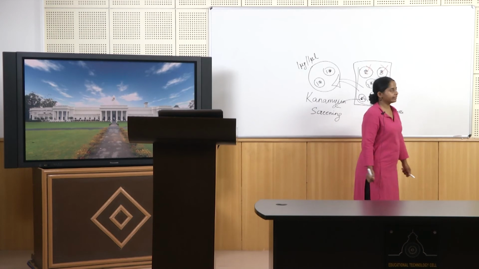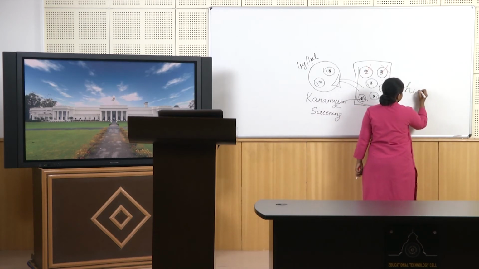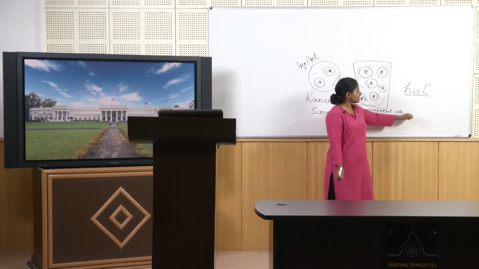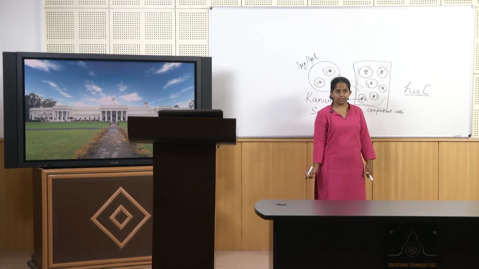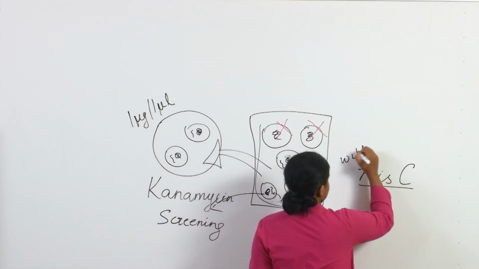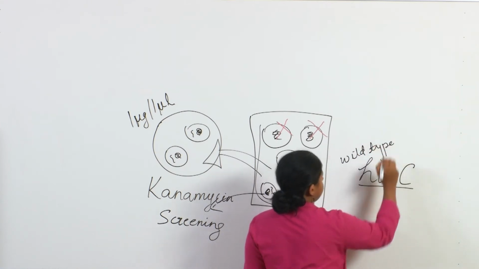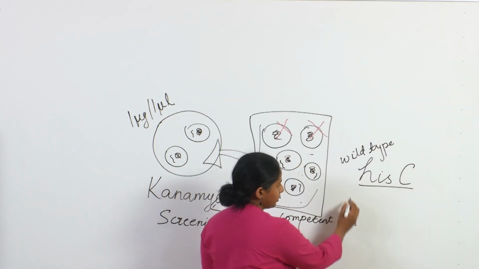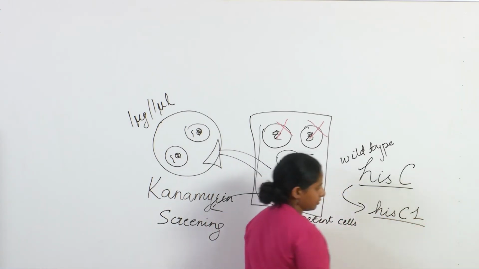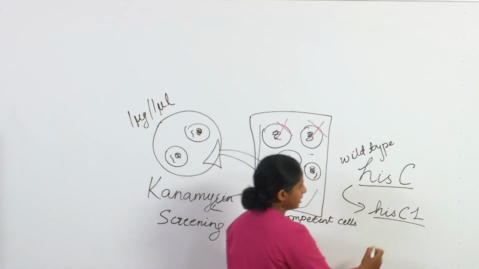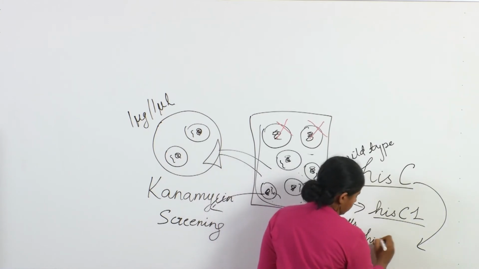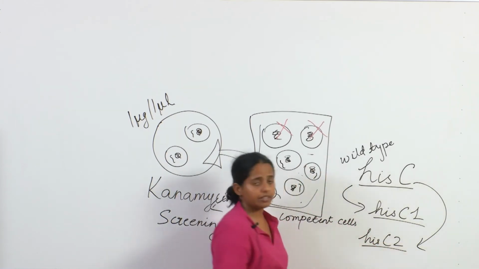I would write it like this, underlining the name. Now, if there is a genotypical change in this particular gene, let us say this is the wild type, and there is a genotypical difference, then I can call the mutant hisC1, and let us say I get another mutant, I can call it hisC2, and so on and so forth.